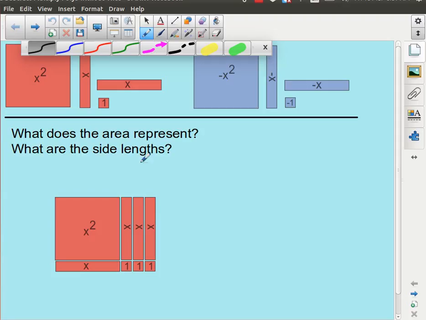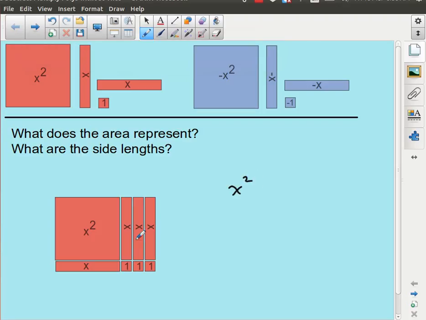And so I have an area here. And as you can see, this is made up of a number of tiles. So we've got an x squared, and we have 1, 2, 3, 4 x's, and we have 1, 2, 3, just the number 3. Now, that is what this area represents. So that's the area. The question then becomes, what are the side lengths?